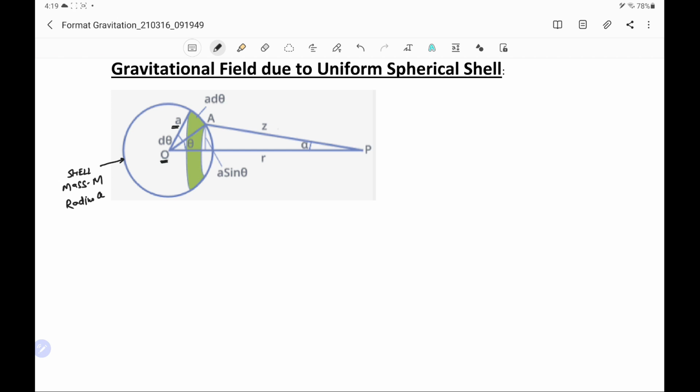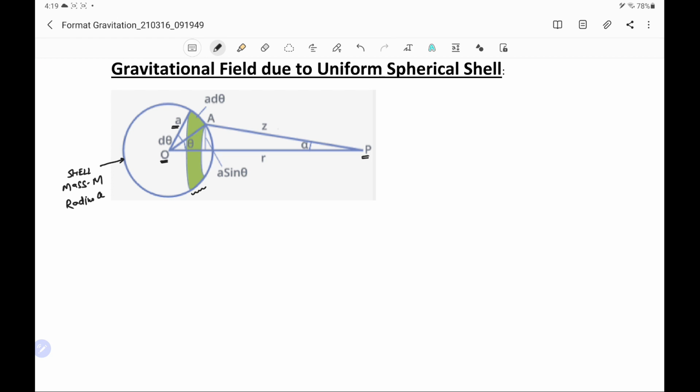O is the center of the shell and P is the point at which we have to find the gravitational field. Mass is distributed over the surface of the shell and it is a continuous distribution. So we take the differentiation and integration method. For that, this shell is considered as divided into elementary rings, and we take an elementary ring here shown by this green color.